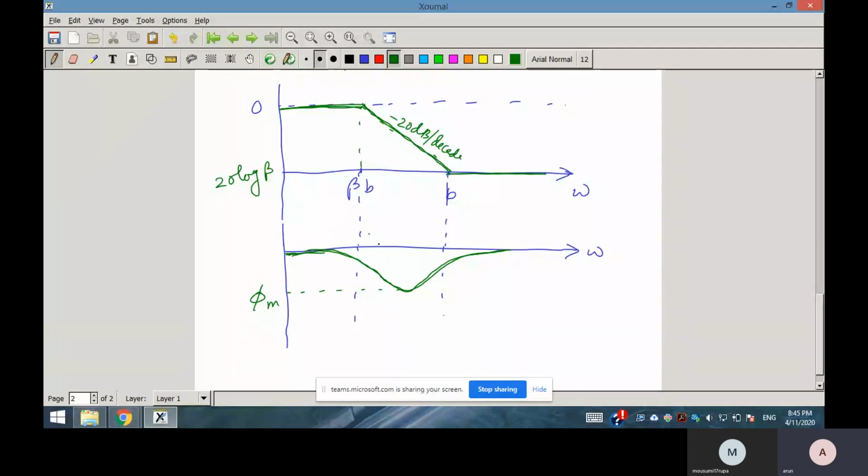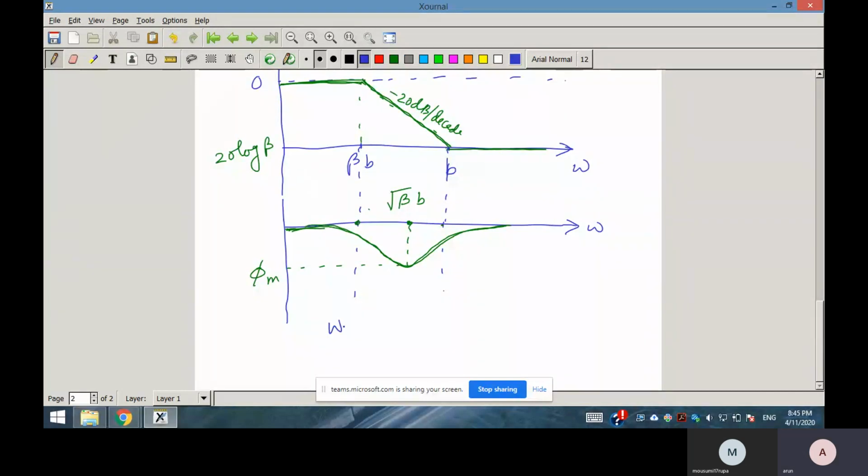This is beta b, and this is b. The frequency at which it will give maximum phase lag will be again the geometric mean. Here all the things are similar or the same as the lead controller. The only difference is here beta is less than 1. So it will be root beta into b. What we have got, omega m is b root beta.